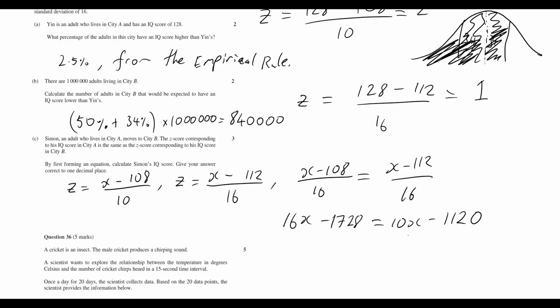Okay, and now we just have a pretty standard algebraic problem to approach. So we'll minus 10x from both sides, and we'll maybe add 1,728 to both sides, and what we'll be left with is that 6x is equal to 608.